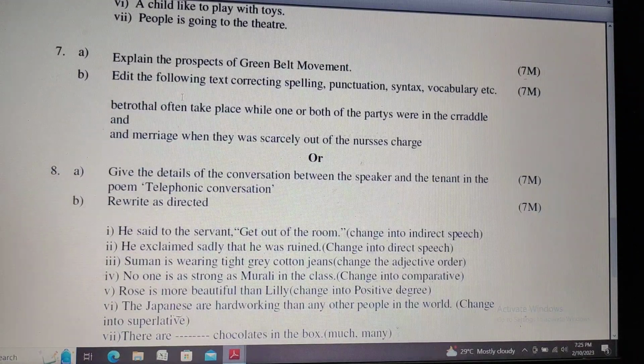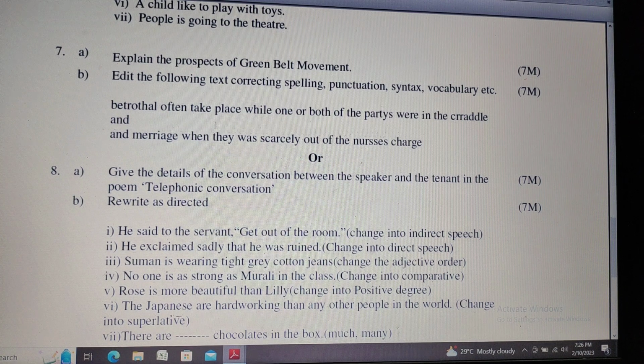And when we have a look at question number 7, it's all about Wangari Maathai, which is a combination of again spelling, punctuation, syntax and vocabulary. So you have to edit the following text, which is all about the spelling errors.